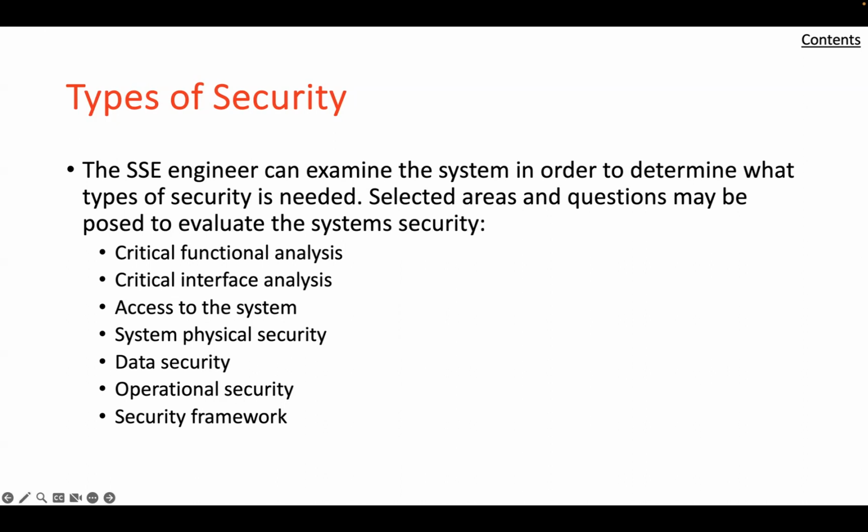Next, we have access to the system. Many security professionals look at malicious outsiders attempting to enter the system, although the SSE also needs to consider the insider threat that is already inside and operating the system. Unrestricted access from any user may be perilous to system operation.